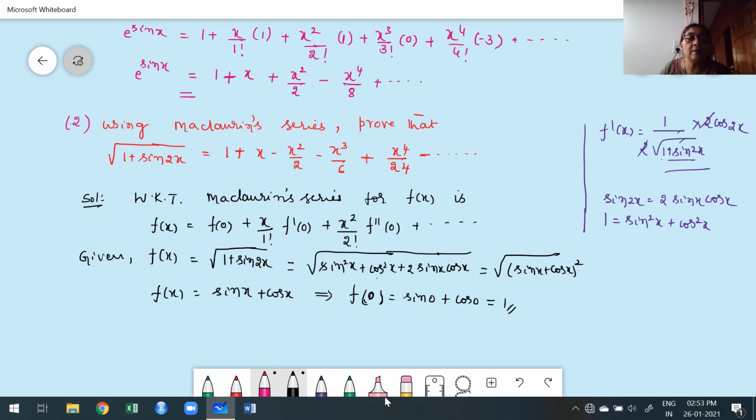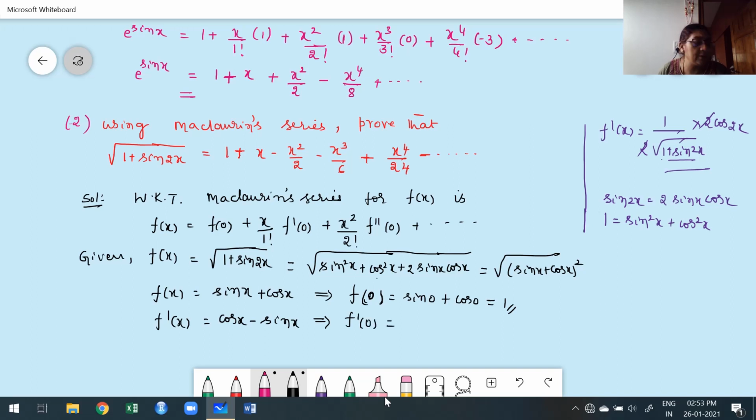Okay, next try to find f dash of x. Easy to find. What is the derivative of sin x? Cos x. What is the derivative of cos x? Minus sin x. Don't express this in terms of the previous function, because here it is sin x plus cos x and here cos x minus sin x. You can't express it, and also this is a very simple function. It's not necessary. The sum of two trigonometric functions is very easy to differentiate.